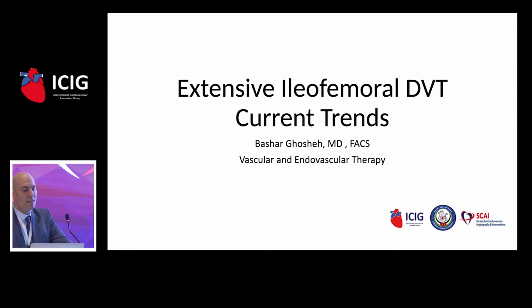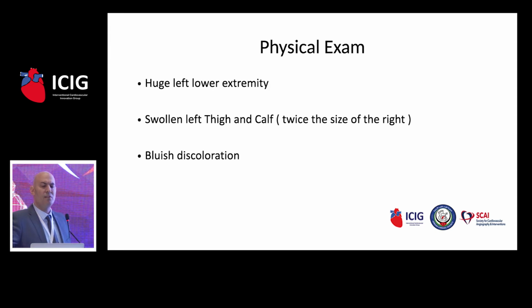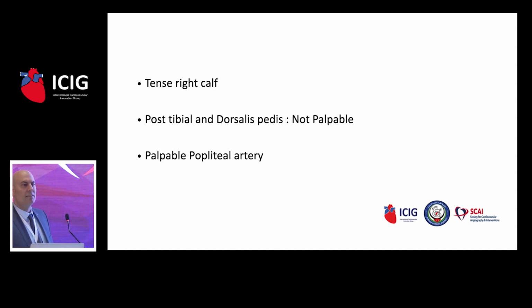So I'm going to present this case that I had. This is a 47-year-old gentleman. He presented to the emergency room with left leg swelling. He has inability to ambulate and severe pain and heaviness. The ER said that he has a huge left lower extremity, probably twice the size of the right, and it's tense and kind of bluish, so they thought it might be arterial occlusion, so bad that his left foot is cool.